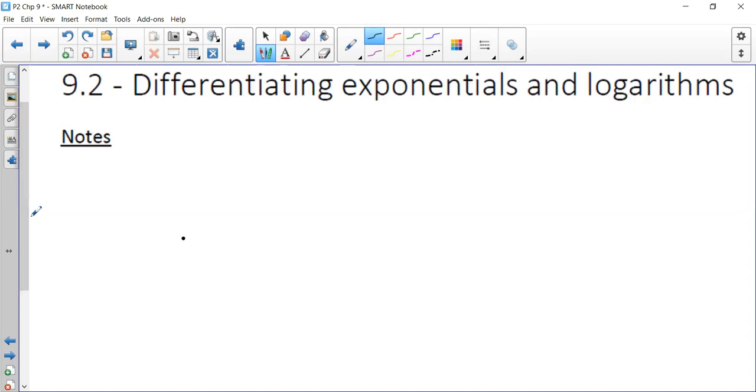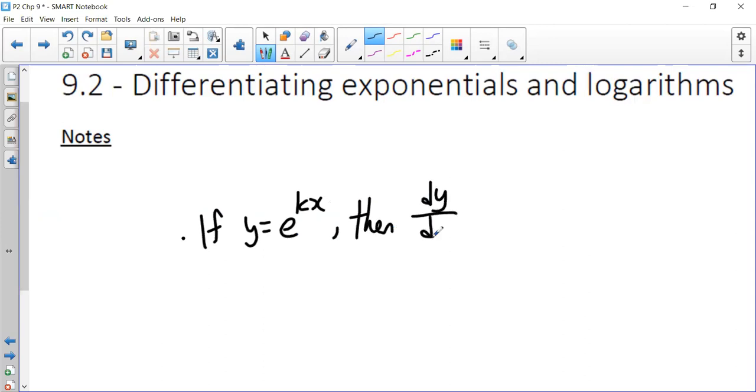The first bullet point is that if y equals e to the power of kx, then the derivative would be, we just pull down the k. We multiply by the coefficient of x: k e to the power of kx. Remember that the e to the power itself doesn't change after differentiating. So e to the power of 5x gives you 5e to the power of 5x. The kx remains in the power.